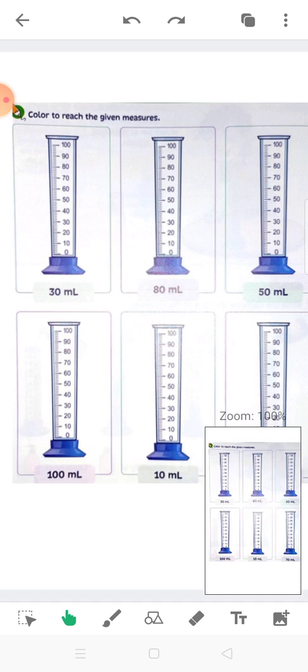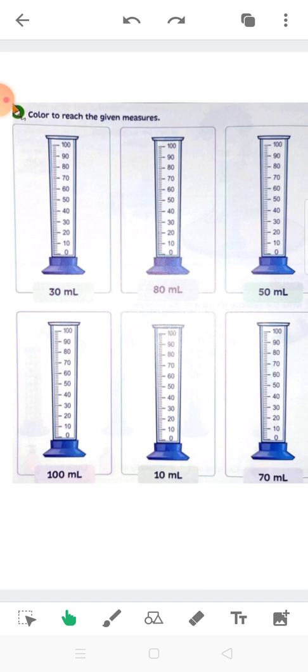We have here, color to reach the given measures. We have to color until we reach 30 milliliters. So 10, 20, 30, stop. We will color until we reach 30. Here we have 80 milliliter, so we'll count until we reach 80. We will color until we reach 80.